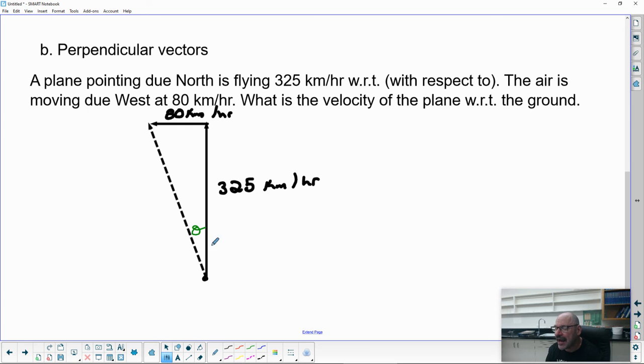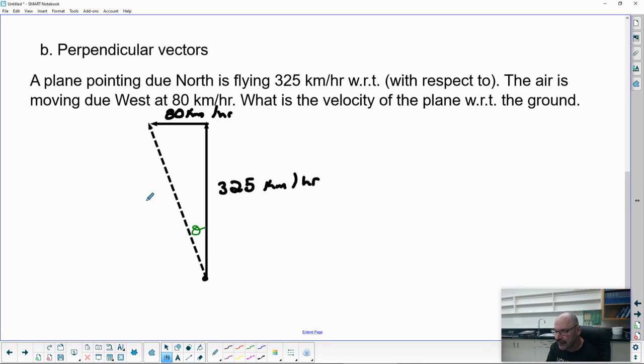We're going to need that angle to get the direction. It's going to be north and then west, or you could do west and then north if you wanted this angle down here. But I drew it this way. You might have drawn the wind first and then the plane with respect to the air. So again, there's another way to draw this. You could have gone this way and then up, rather than up and then over. Both of them will give you correct answers. They both arrive at the same spot.